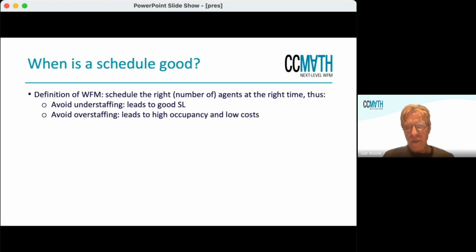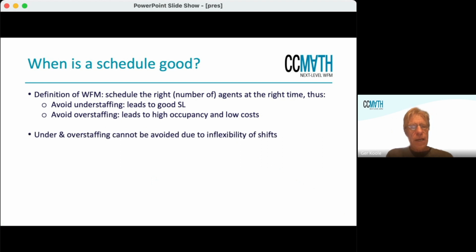On the other hand, if you have overstaffing and of course low occupancy, perhaps your agents are happy with that, but on the other hand, it costs you more than necessary. So you want to avoid overstaffing because that costs you money because of the low occupancy. You're hiring and paying agents who you don't need.